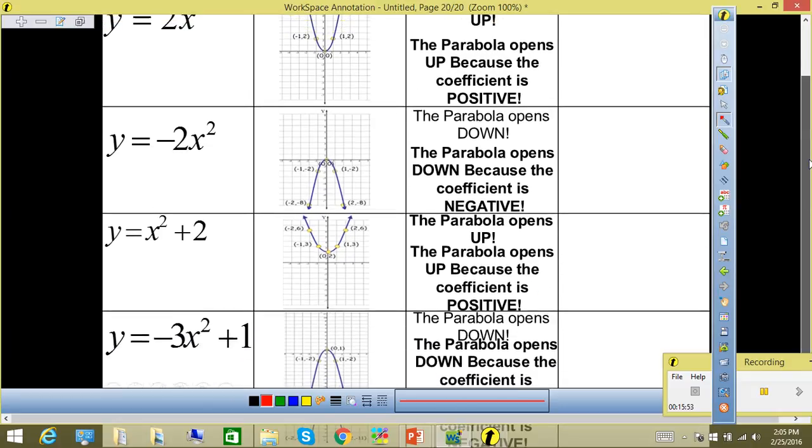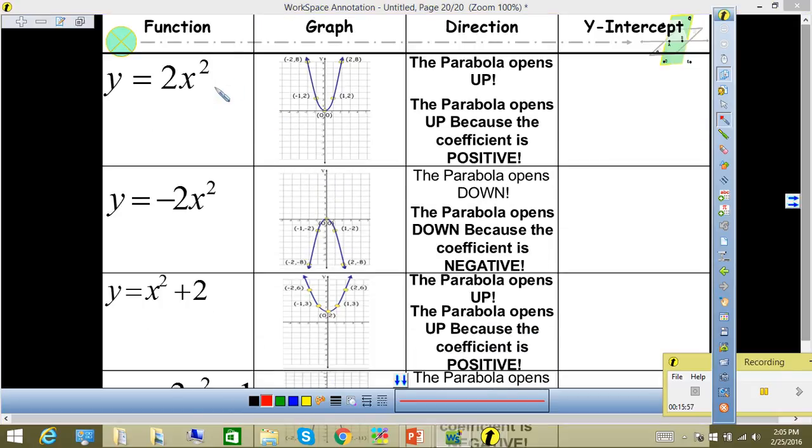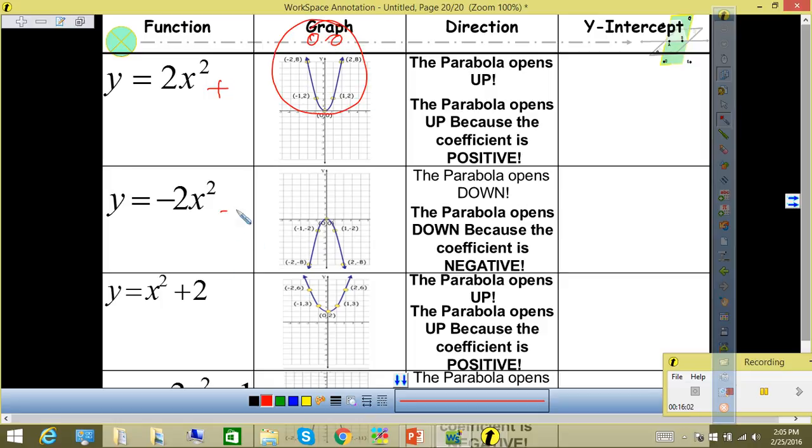So, what can we conclude? If it's a positive coefficient, it goes what? So if it's a positive, just remember it makes a happy face. If it's a negative, it makes a sad face. And we'll talk about the other characteristics later.